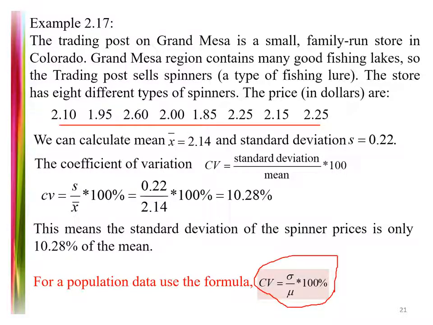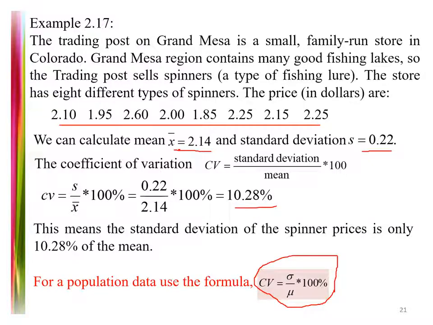In this case, if you want to calculate the coefficient of variation, first we have to estimate x bar and the standard deviation, so the sample mean and sample standard deviation. You can apply the formula for the sample mean, and we get 2.14, and the sample standard deviation is 0.22. Next, apply the coefficient of variation formula: 0.22 divided by 2.14 times 100, which is equal to 10.28 percent.